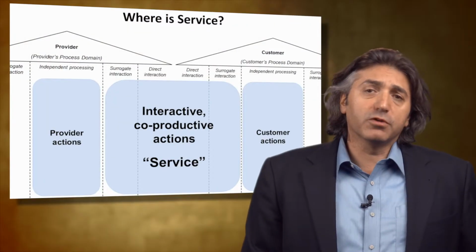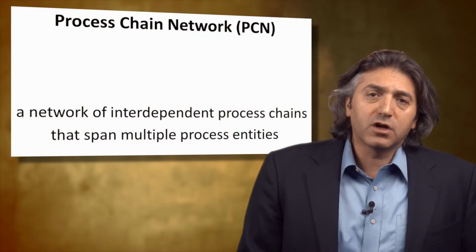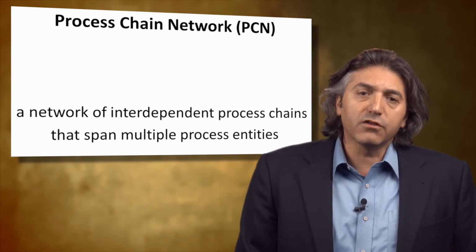Service processes are co-productive processes. On the diagram, it's the part in the middle, between the independent processes. That's where the service is. The provider and customer interact directly, or they act on one another's behalf, with one another's resources or with one another's information. In general, processes do not merely have to chain along, one feeding directly into the other.